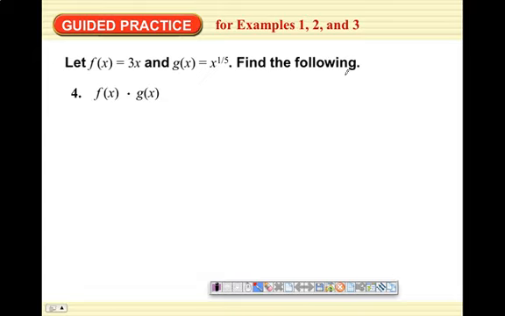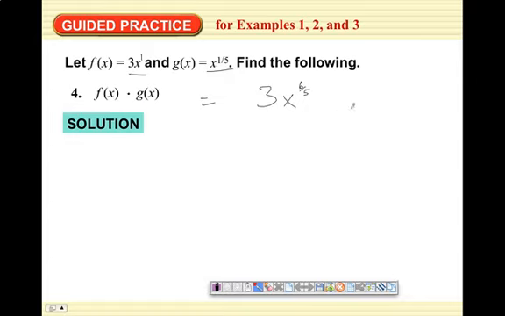F times G. Everybody can multiply and everybody can divide, but the hard part is doing the domain. So, multiply. What do you get? This times this gives you 3. X times x to the 1/5 gives you x to the, what's that? 1 plus 1/5 is 6/5.